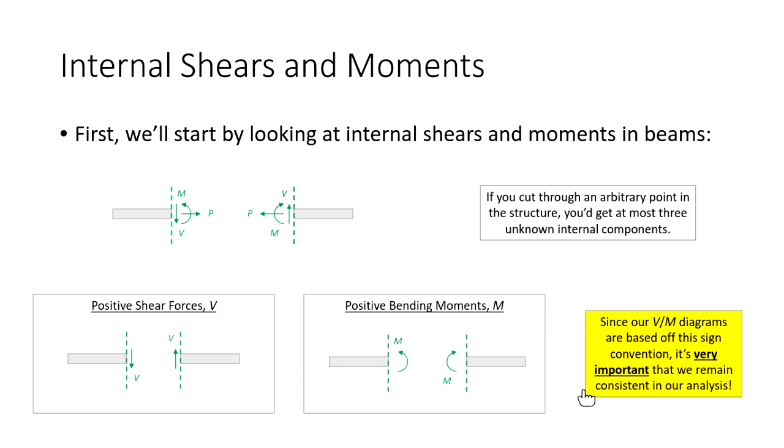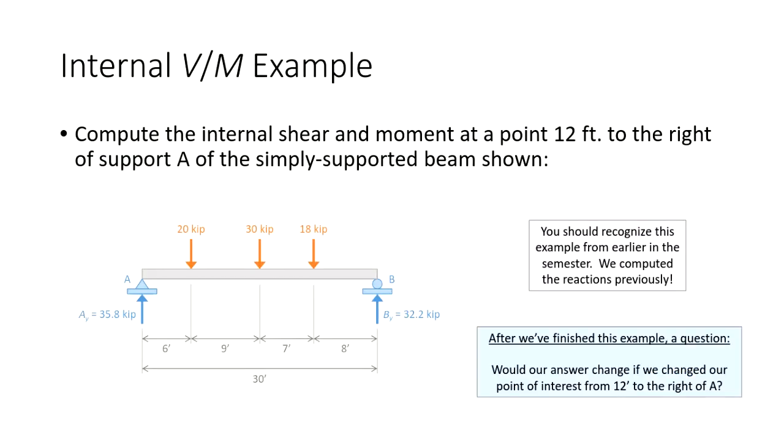So I found that with shears and moments, it is vitally important to just stick with the sign convention. If the shears are negative, then they're negative. If the moments are negative, then they're negative. That's what we do, not just in this class, but as structural engineers. Okay, let's explore that by looking at this problem.